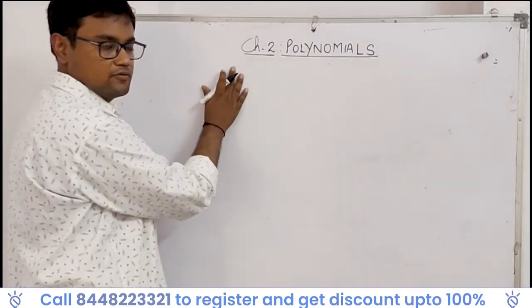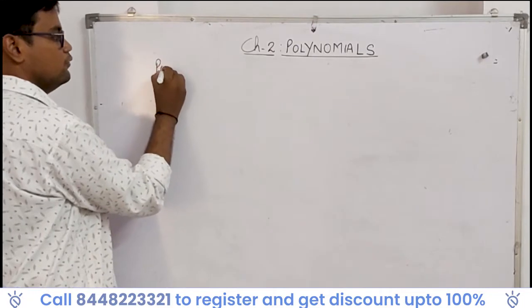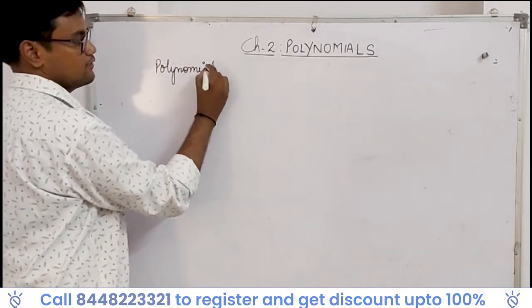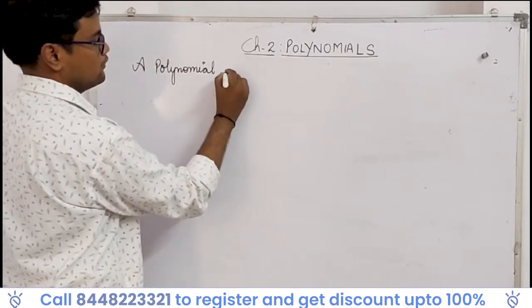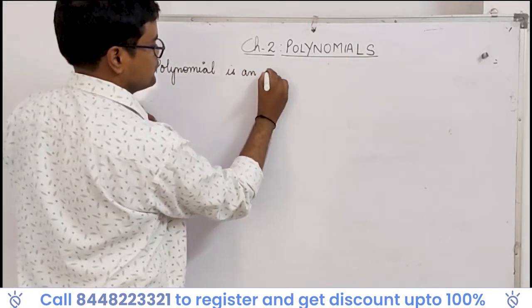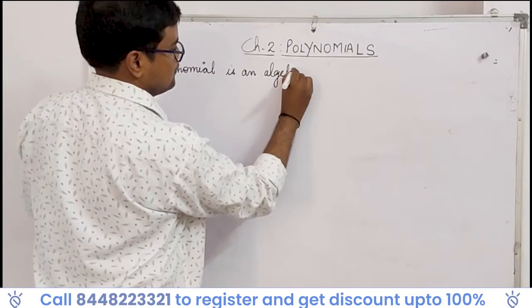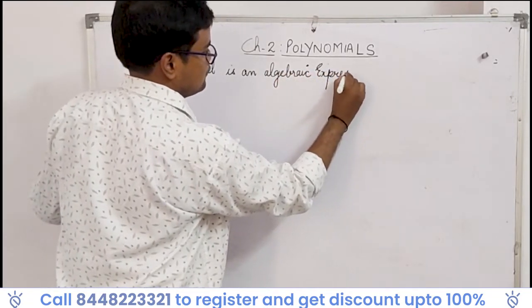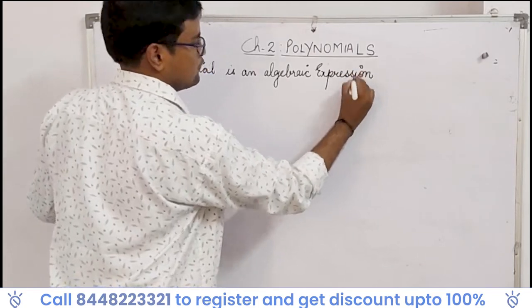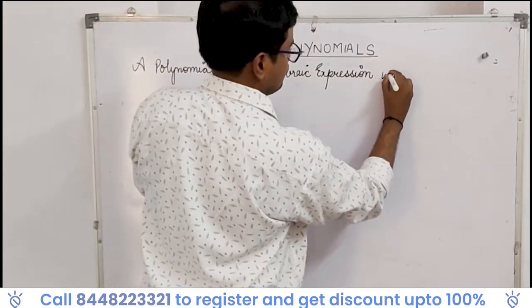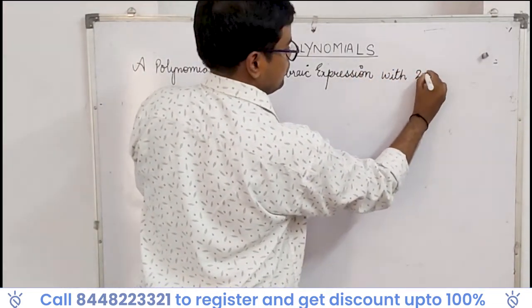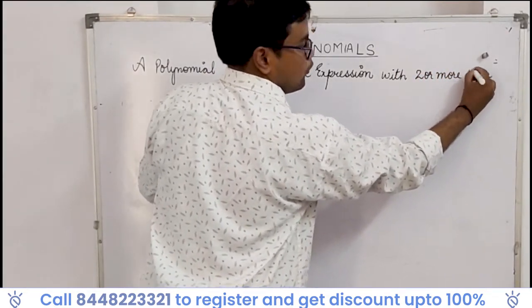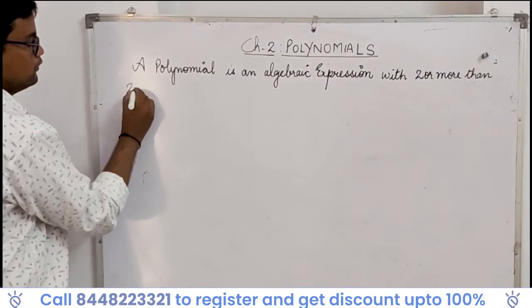So see children, what is a polynomial? A polynomial is an algebraic expression with two or more than two terms.